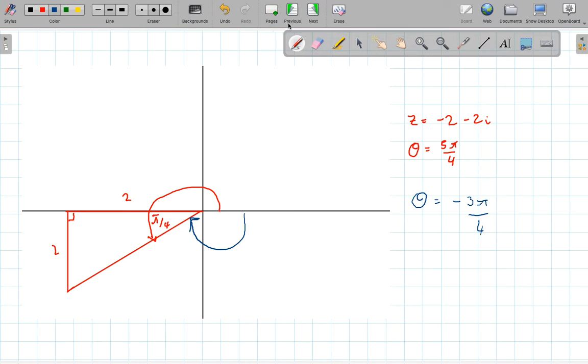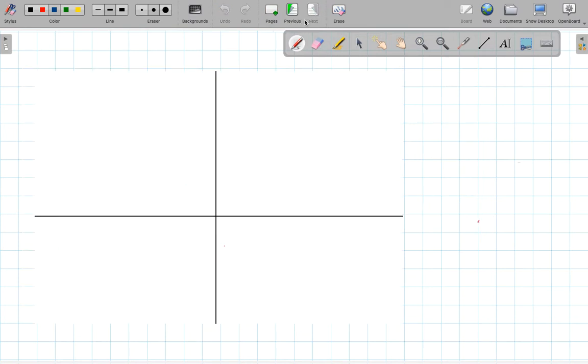Let's have a look at one last one. And here we're going to put the complex number in the fourth quadrant. And we're going to call this complex number z equals 2 minus 2 square root of 3i. Now you've probably seen those numbers before on the video before. Let's just put that in.